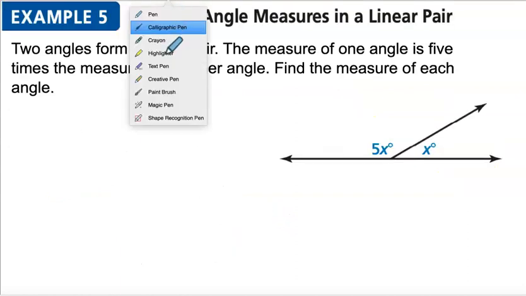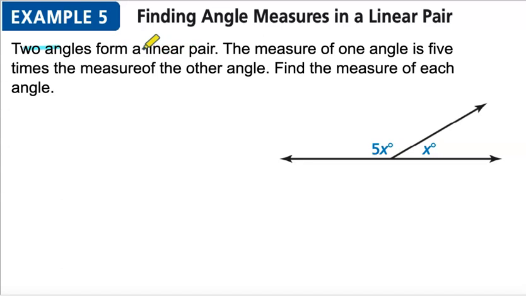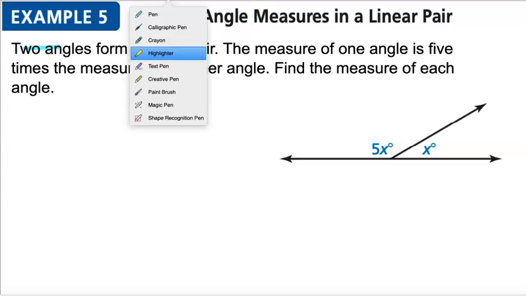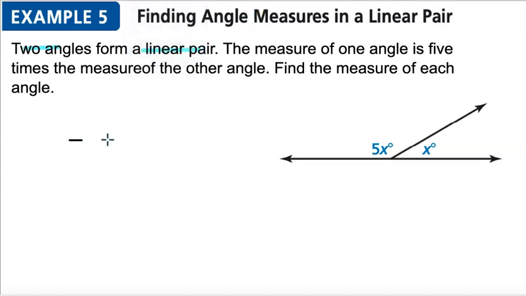Alright, next example. Two angles form a linear pair. Again, the definition of a linear pair is two angles that are right next to each other and share a common vertex. The two angles are 1 and 2, right next to each other, which is exactly what I have here. Here's the first angle. Here's the second angle.